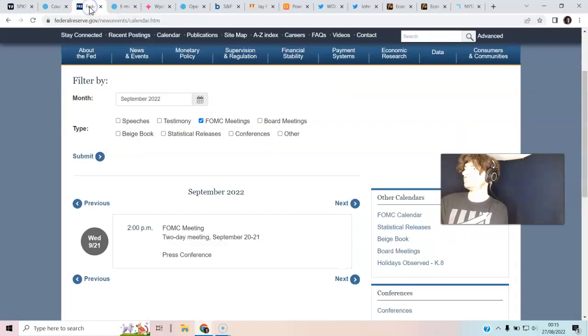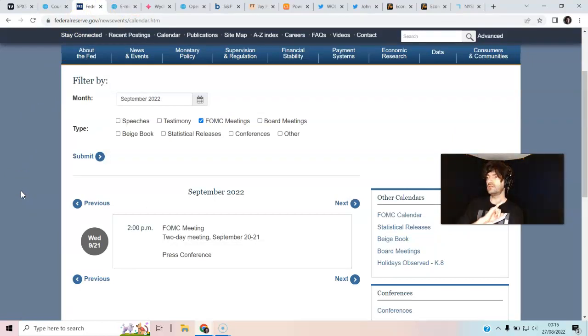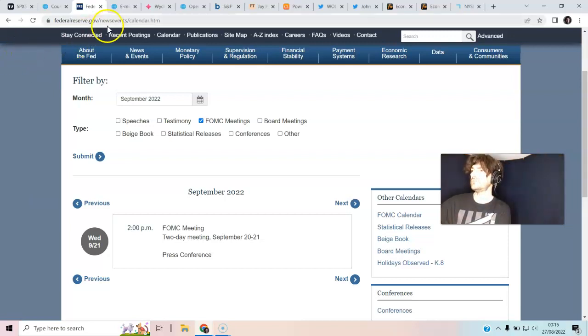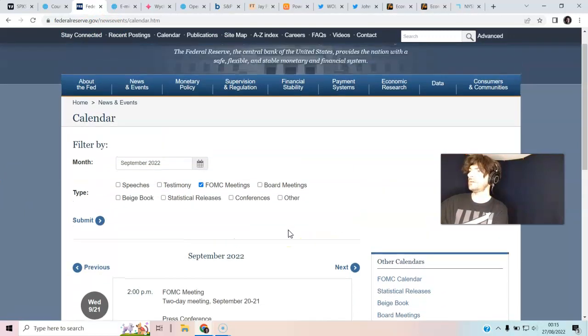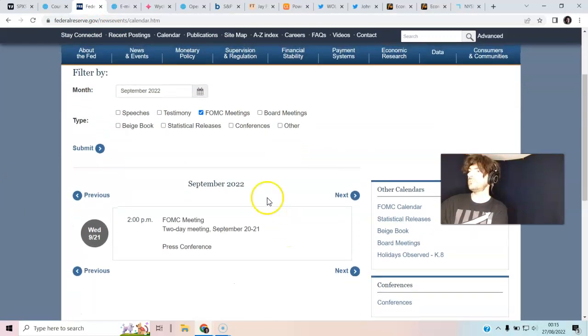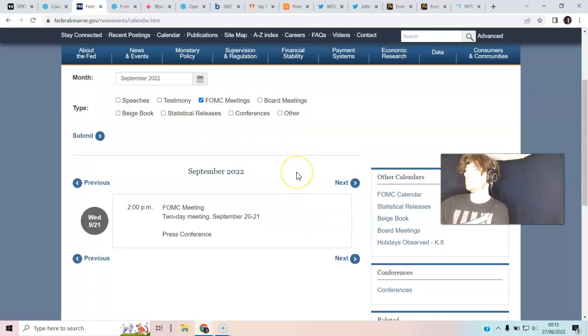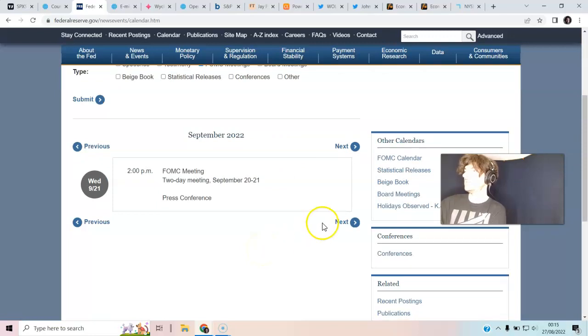Okay, so just to make you aware, if you want to know when the FOMC meetings are, go to federalreserve.gov. There's the page there, the URL, and on the calendar, you can filter it by board meetings, testimony, speeches, etc. FOMC meetings ticked, and that's all you're going to see. And the next one is going to be 20th and 21st September. There's going to be a press conference as well.